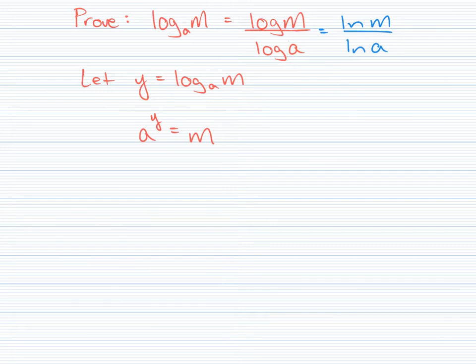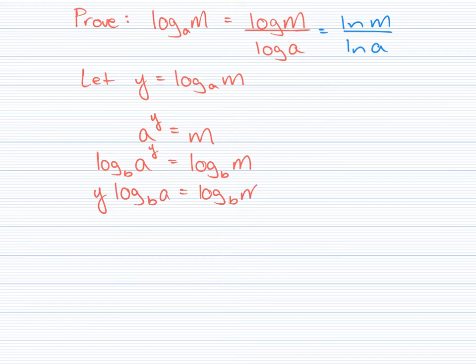So I'm going to take the log base b of each side of my equation. I'm going to say log base b of a to the y, and I have to do that to the other side as well, log base b of m. Now, my logarithm rules tell me that I can take this exponent and write it out front as a coefficient, and I can then rewrite this as y times log base b of a equals log base b of m.